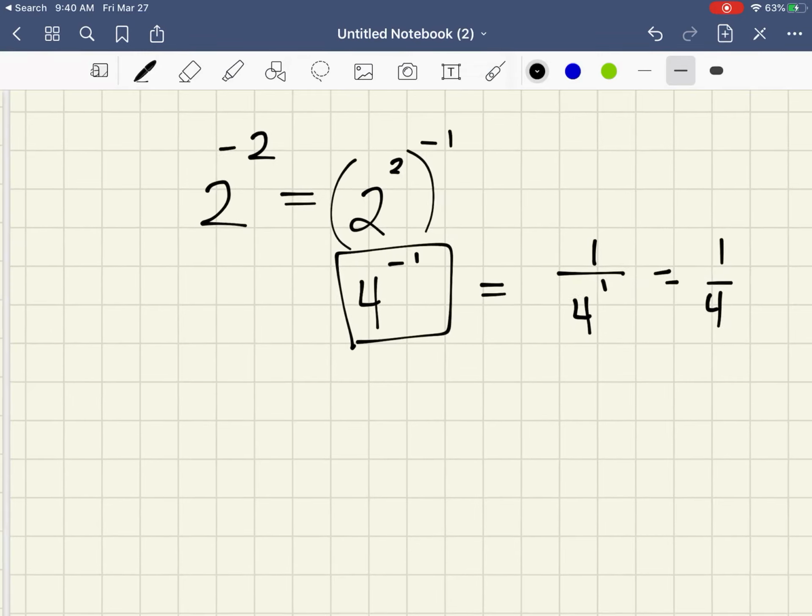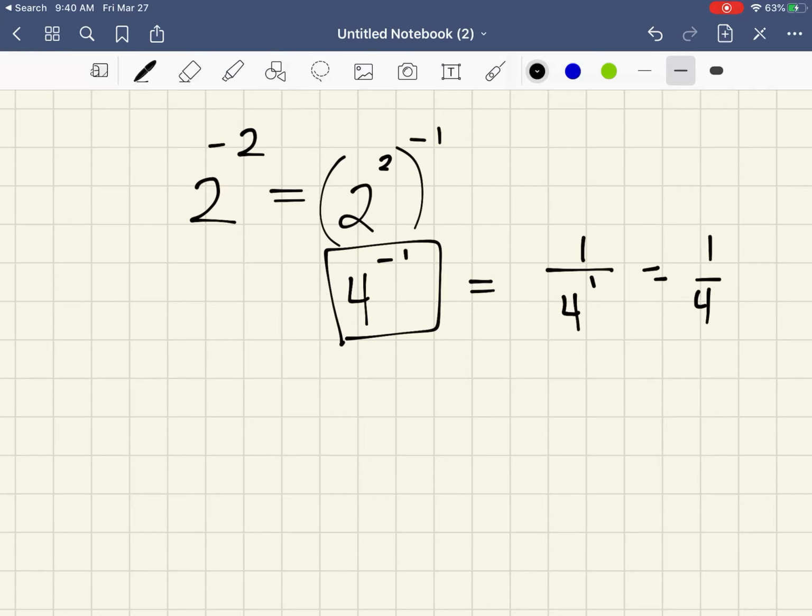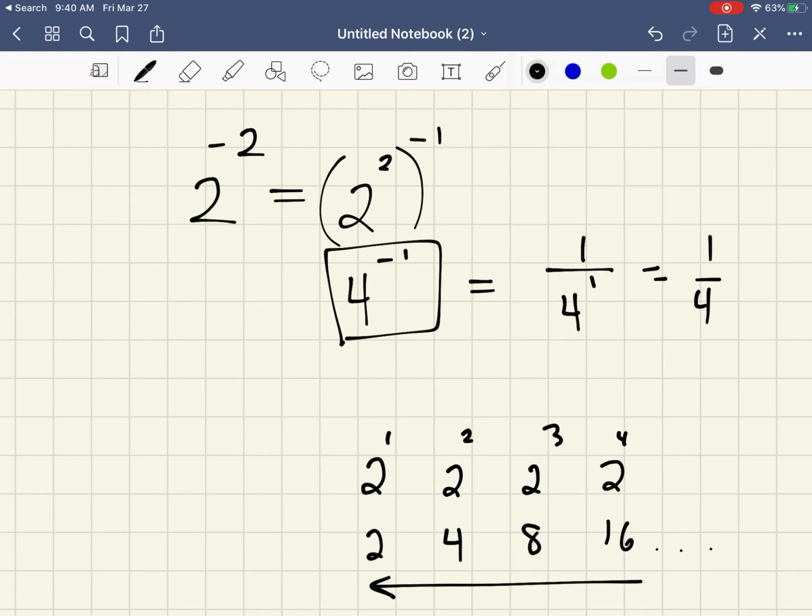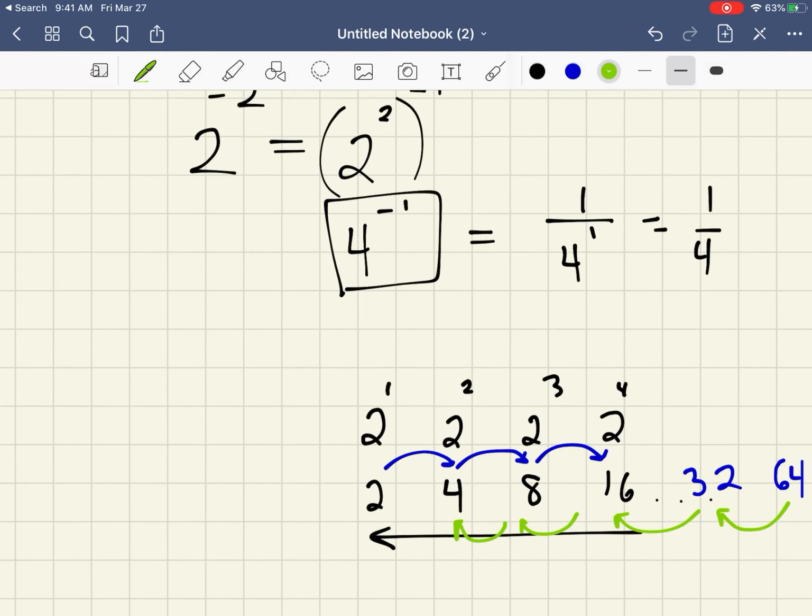A nice way to think about this is to keep the number 2 here. 2 to the 1 is equal to 2. 2 squared is equal to 4. 2 to the third is equal to 8. 2 to the fourth is equal to 16. We can continue that pattern pretty easily, multiplying by 2 each time. 32 would be next, 64 after that. But if we wanted to go back down the same sequence of numbers, we would be dividing by 2.